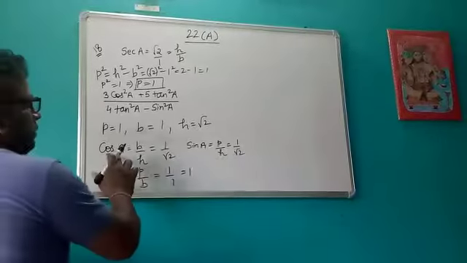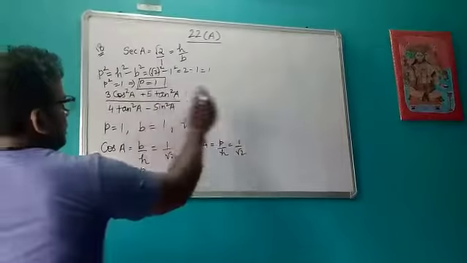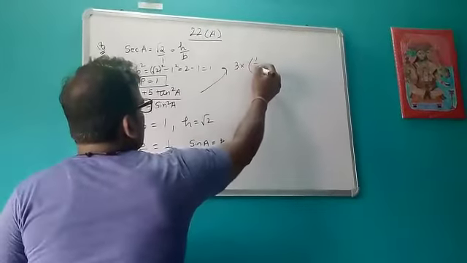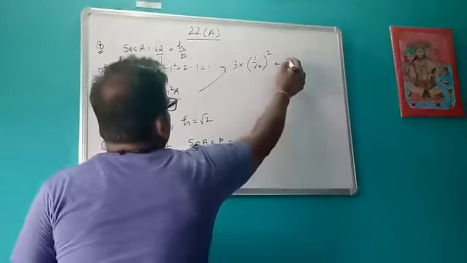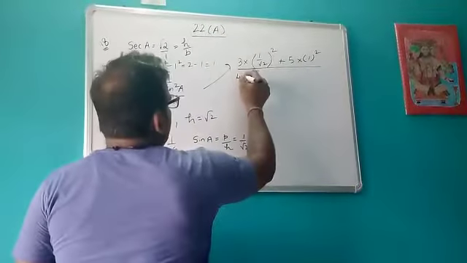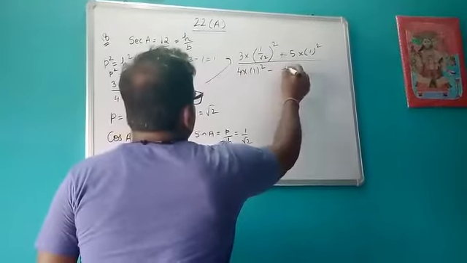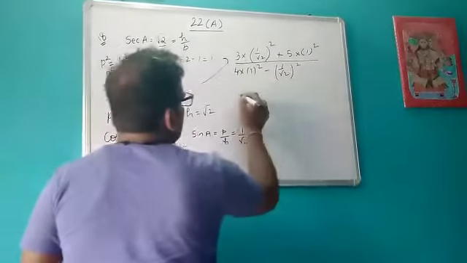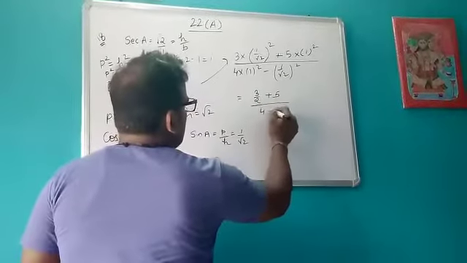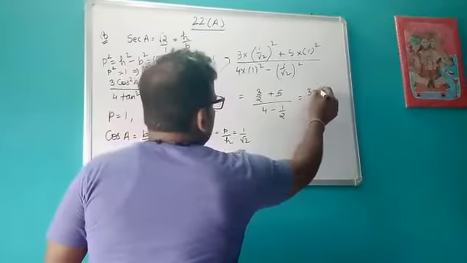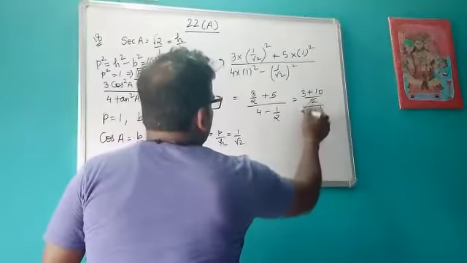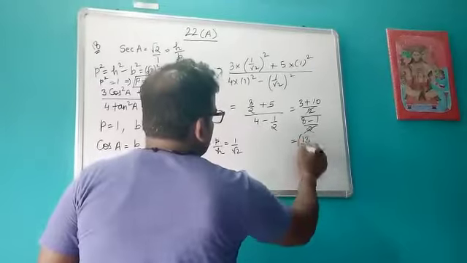Okay, now we have all the values. Now we will put all these values in this expression. So it is 3 into (1 upon root 2) square plus 5 into 1 square upon 4 into (1 square minus (1 upon root 2) whole square). So when you solve it, you will get 3 by 2 plus 5 upon 4 minus 1 by 2, or (3 plus 10) upon 2, and (8 minus 1) upon 2. This 2 and 2 will cancel, you will get 13 upon 7.